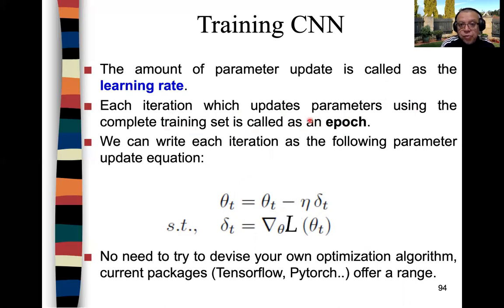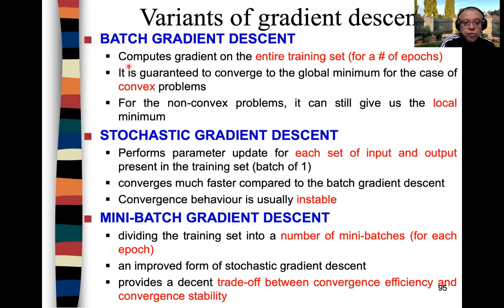So when you have a whole data set, you do it once, this is one epoch, and then you look at your loss, and then you do it another time, another epoch for the whole training set, and you keep repeating several times until convergence, until you get your global minima. So no need to try to devise your own optimization algorithm. The current packages, TensorFlow and PyTorch, offer a range of them for you.